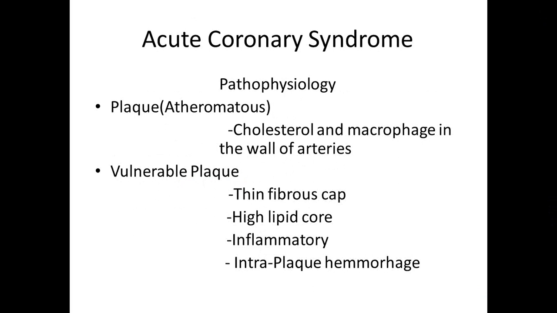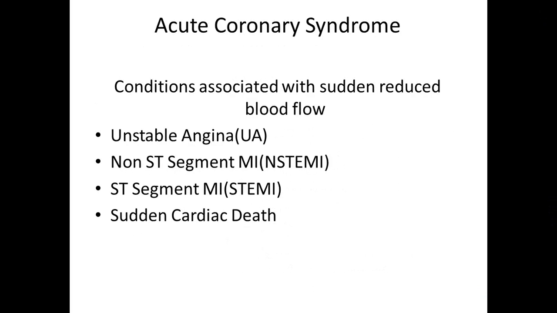When the plaque bursts, it releases materials which cause blood to clot on top of the plaque. Sometimes you can get complete blood vessel occlusion, where the lumen is completely occluded, or you can get partial occlusion. So again, the spectrum of conditions that we call acute coronary syndrome includes unstable angina, and that is when you have a blockage and you have some type of discomfort in the chest.